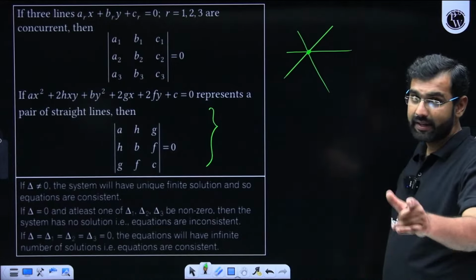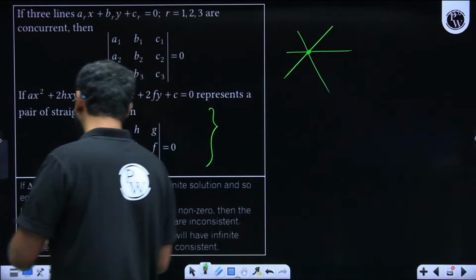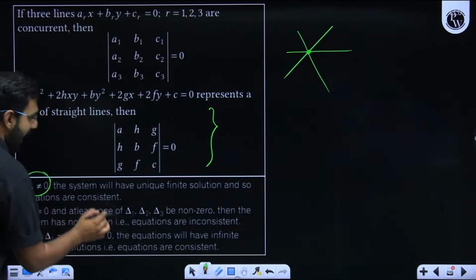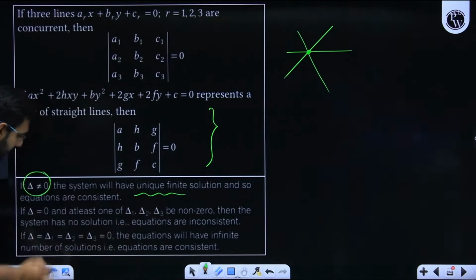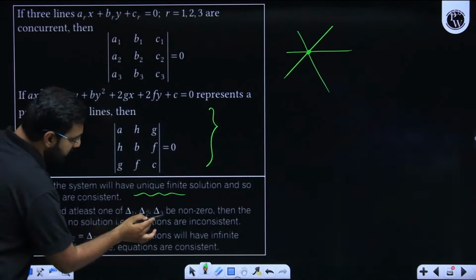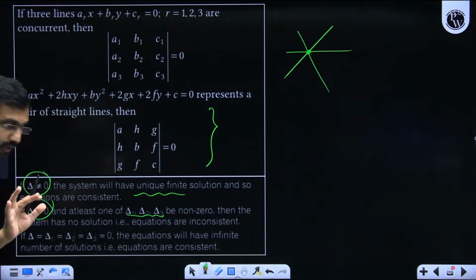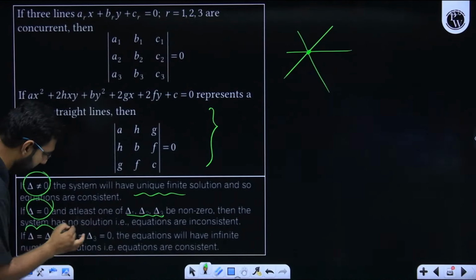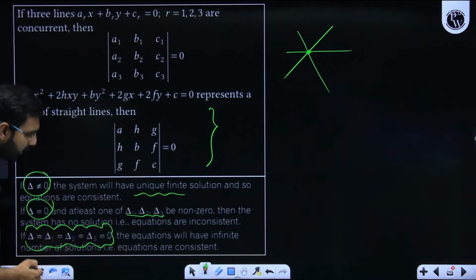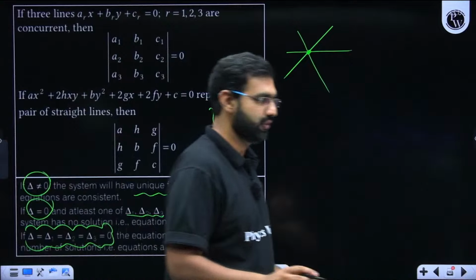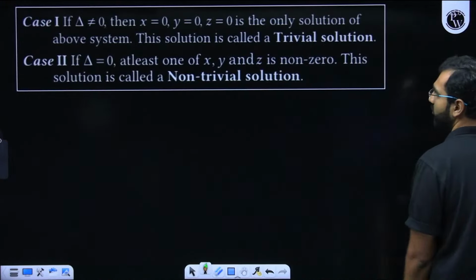Now, regarding Cramer's rule, we all know that if delta is not 0, we have a unique solution. If delta is 0 and at least one of the others is non-zero, then there is no solution. And if delta, delta 1, delta 2, delta 3 are all 0, then we say infinite solutions. I hope you remember that result. I need not explain that.